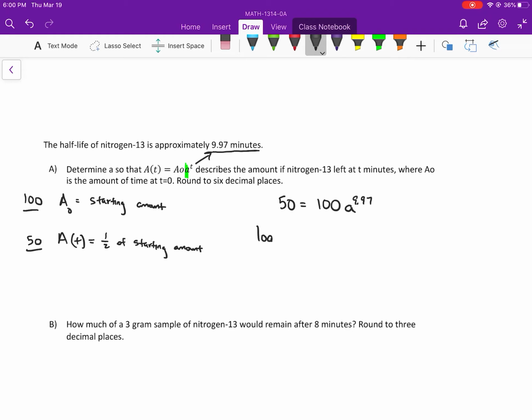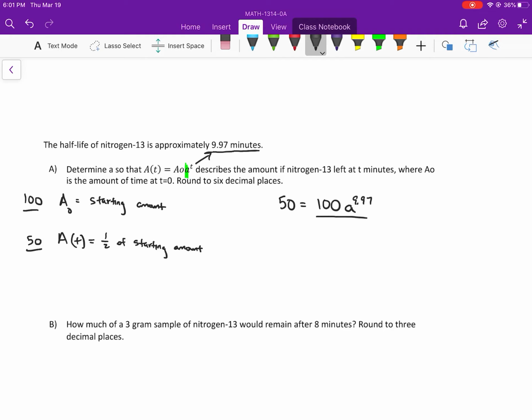So what I want you to do is go ahead and take the log of both sides. The log of 50 equals log of, hang on. I missed a step. I apologize so much. Let's go back to this right here. So we plugged in 50 equals 100 times A to the 9.97 power.